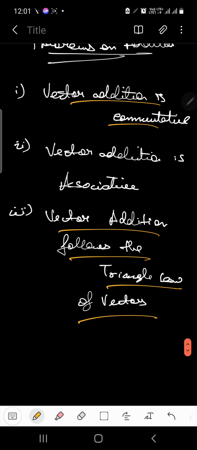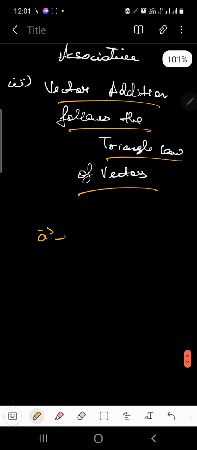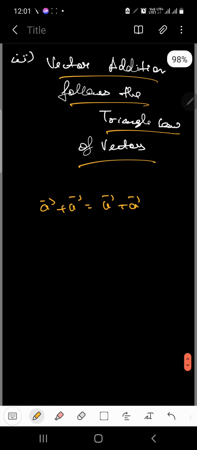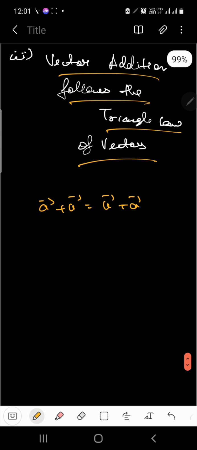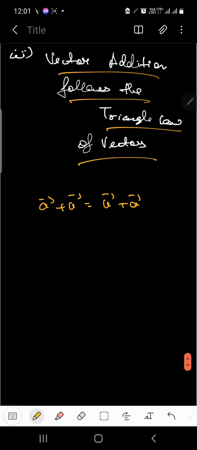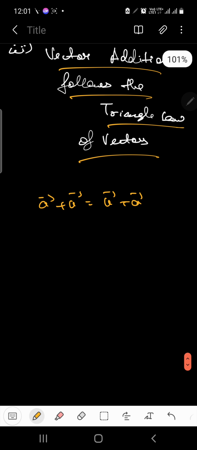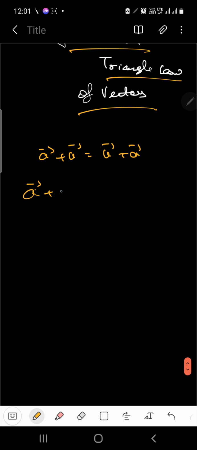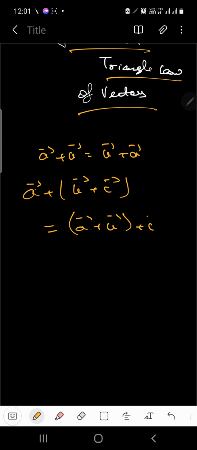So what do these two statements mean? This means that a vector plus b vector equals b vector plus a vector, and this associativity means, I guess you people know, a vector plus this equals this. Clear? This is what associativity means. I guess it's clear now.